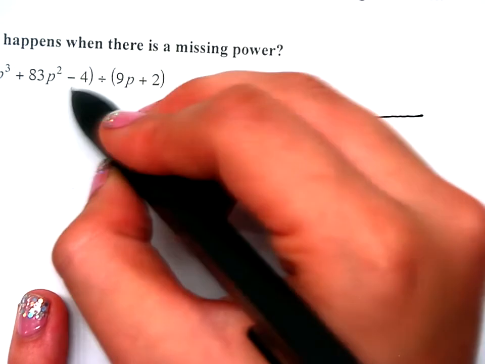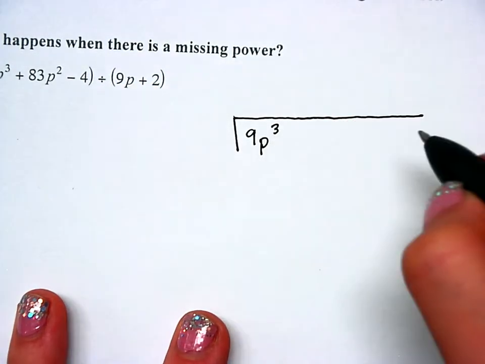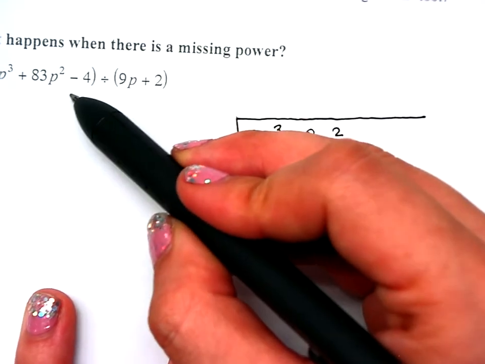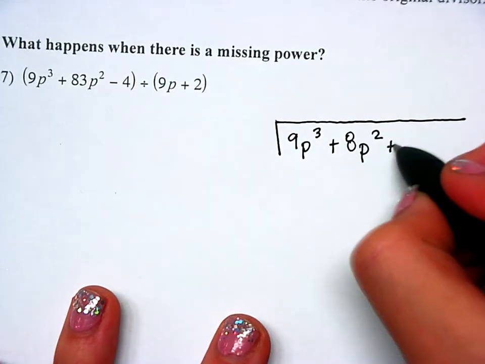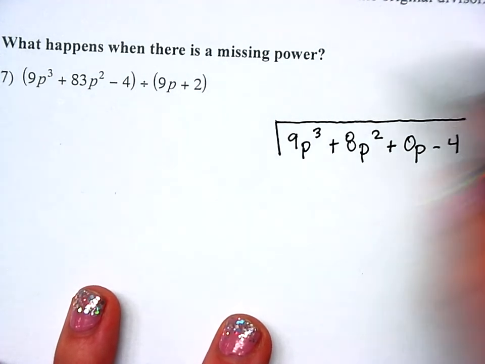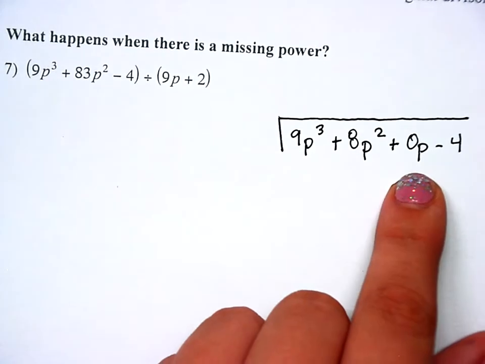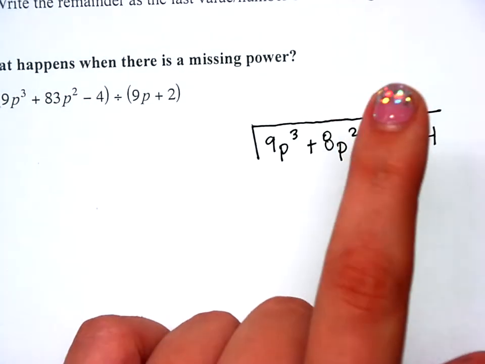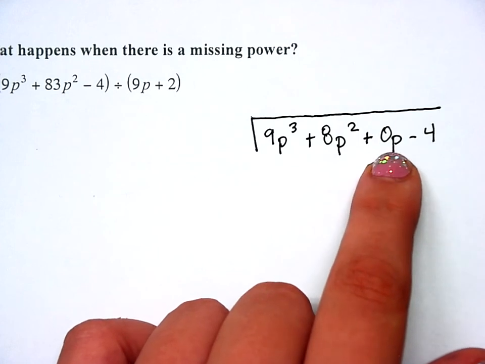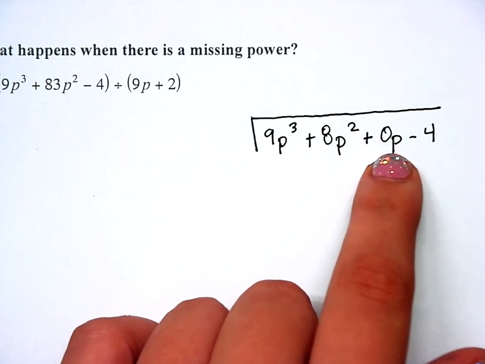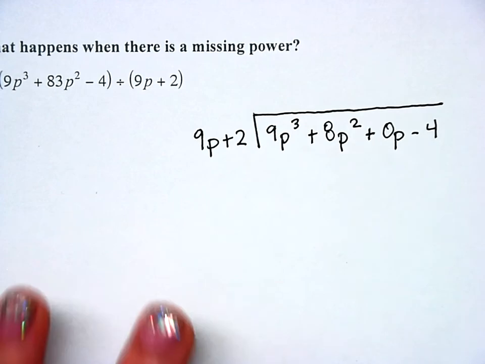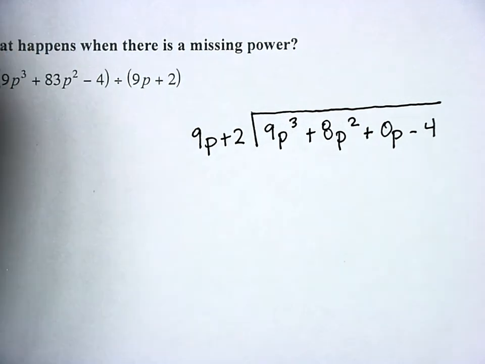We're going to start writing our dividend. 9p to the third plus 8p squared. Ooh, I'm noticing I don't have a p to the first power. So what I'm going to do is put a placeholder, 0p to the first. You could write the 1 if you want, minus 4. That 4 is right there. So this is going to be a placeholder. It will become more apparent why we write this when we're doing our work, but just know you do have to write a placeholder here. It will mess up your steps if you don't. Okay, and then we're going to write our divisor out here, 9p plus 2, and we're going to get started just like before. Let's use our purple.